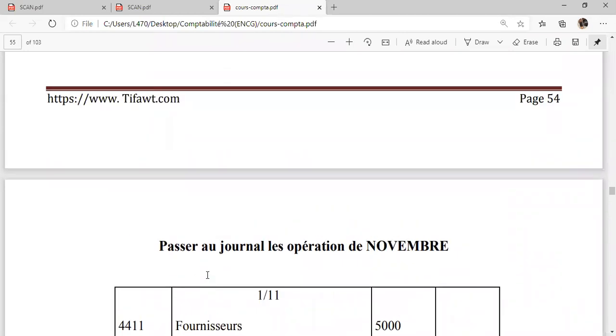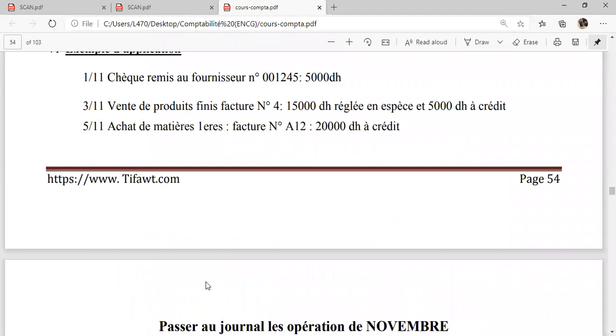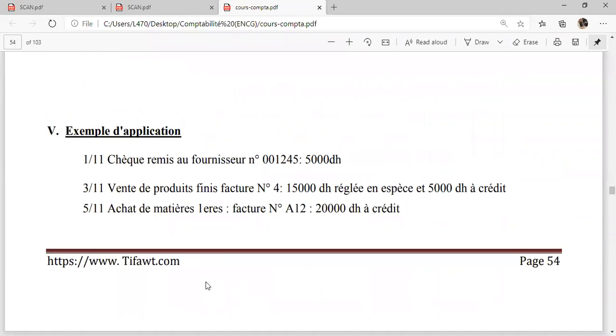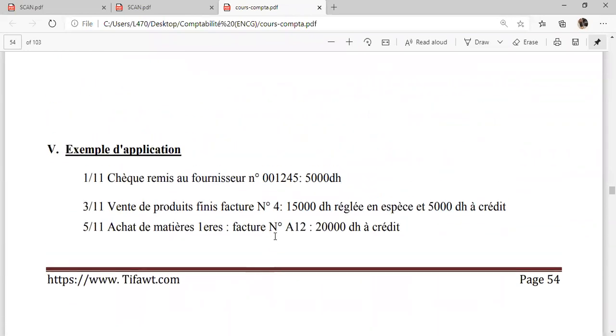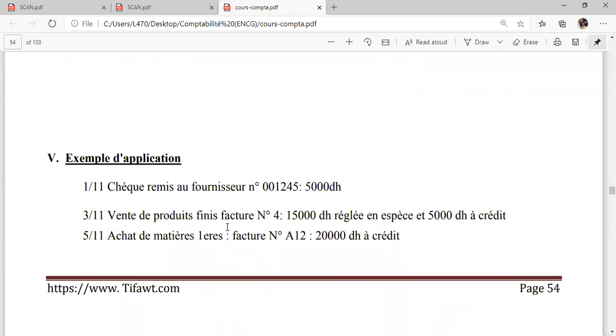So drawing on to the third and last one, we have achat de matériel premier, facture, and a certain amount, à crédit. So here, we bought goods from someone, and we did not pay for them there and then. We will pay for them. We got them on credit.